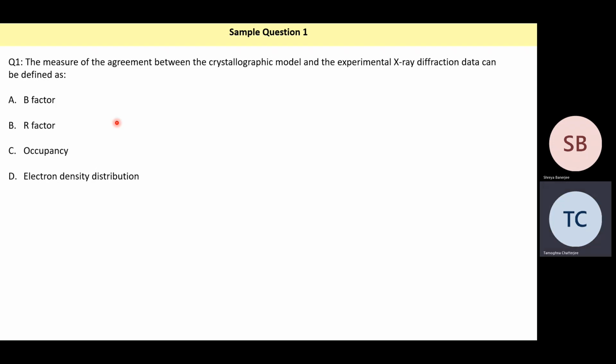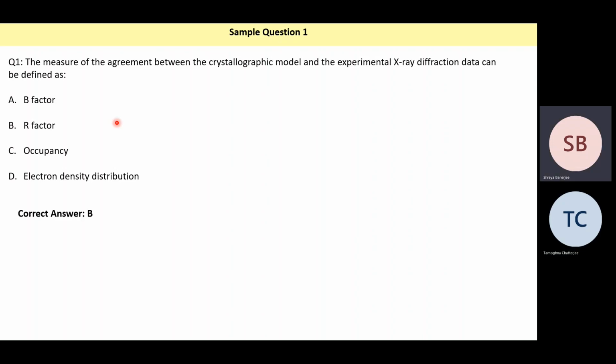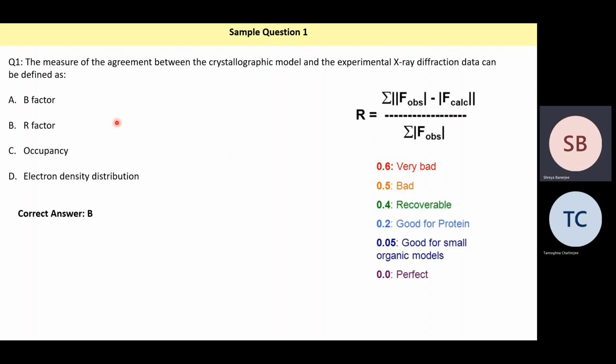Is it R factor? Yes, you are correct. The correct answer is B. And so as we discussed, the rule of thumb to remember is that R factor of around 0.2 is good for proteins.